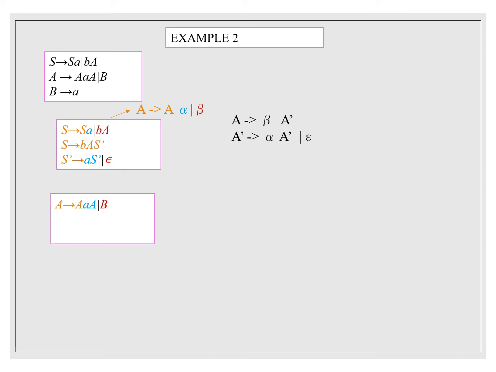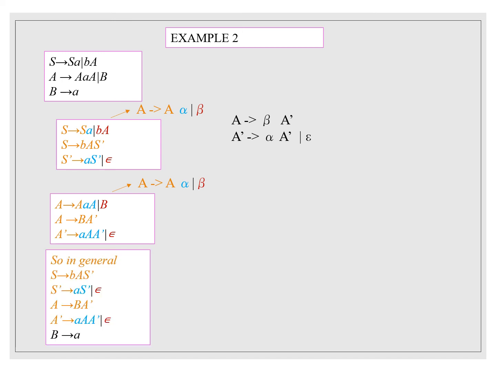That is A derives A small a capital A | B. Again this is left recursive. So what are the changes here? Alpha is small a capital A, beta is just B. Therefore, the first replacement is A derives B A dash. And what is A dash? A dash derives small a capital A A dash, that is alpha, right? | epsilon. Hence, the modified grammar is this one, because the last one, B derives A, doesn't have left recursive property, so we'll write it as it is.